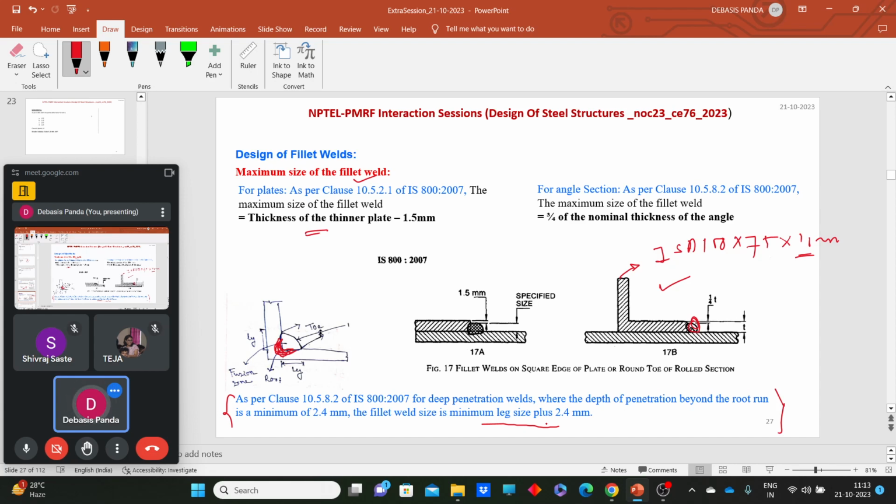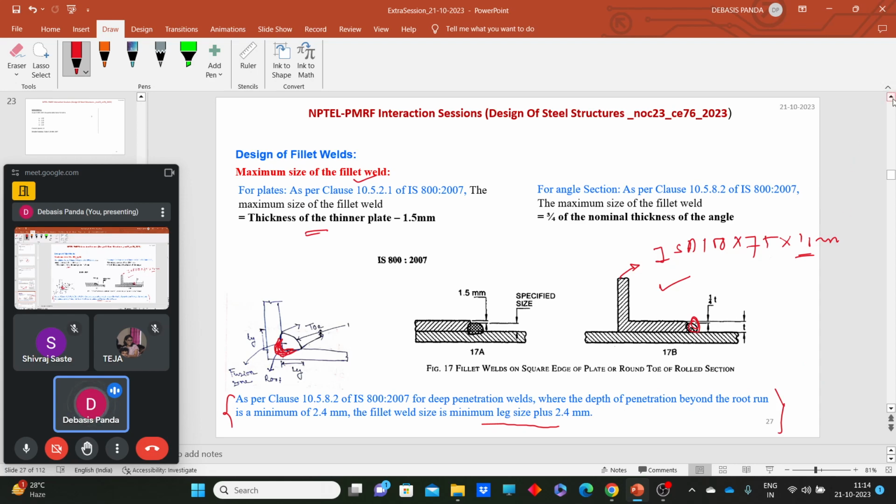Submerged arc welding is one kind of deep penetrated weld. If they ask that there is a submerged arc welding type weld, and what should be the minimum leg size, you need to calculate the thickness of the thinner plate minus 1.5, then add 2.4 to that to incorporate the deep penetration towards the root. Clear? Okay.